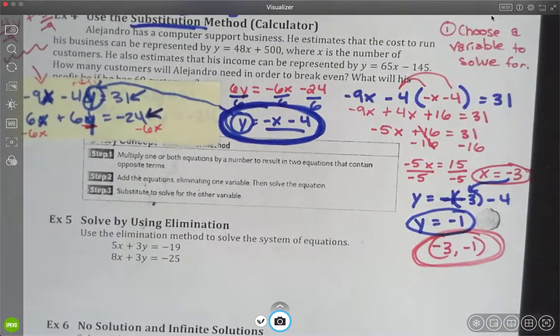Okay? The more you do it, the faster it goes. I was going really slow, and it takes up a lot of space. Write out all your work though and make sure it's nice and clean, okay?